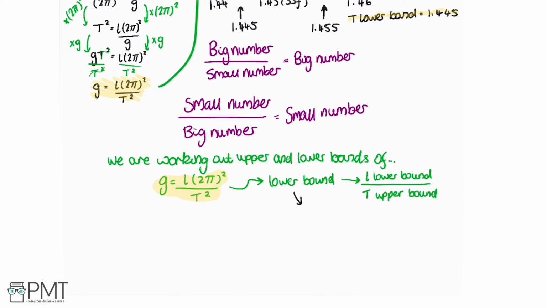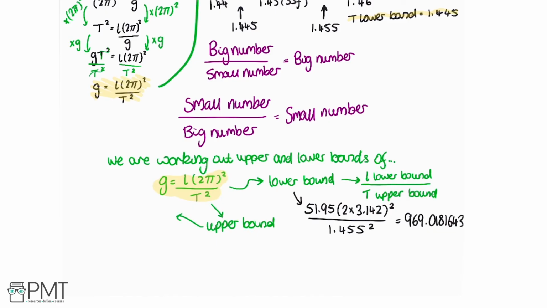So the lower bound for L is 51.95. And we're doing L multiplied by 2 pi squared. And remember, we're told to do pi as 3.142. And that's all squared. And we're dividing by T squared. And we said we're going to use the upper bound for T. So that's 1.455. And that's squared. And that gives us a value of 969.0181643.